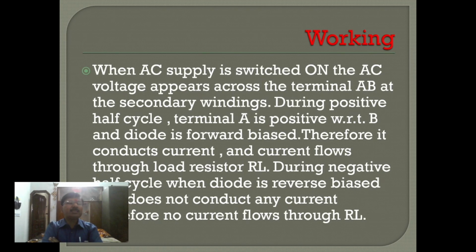Working. When the AC supply is switched on, the AC voltage appears across the terminals AB at the secondary windings. During the positive half cycle, terminal A is positive with respect to B, and the diode is forward biased. Therefore, it conducts current, and current flows through the load resistor RL. During the negative half cycle, the diode is reverse biased, it does not conduct any current. Therefore, no current flows through RL.